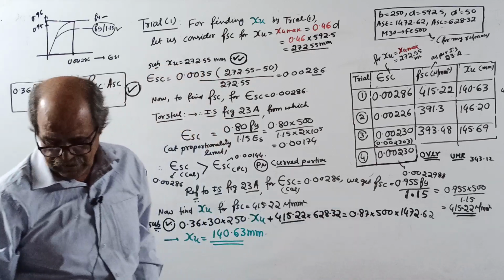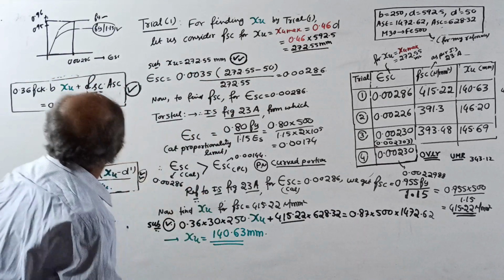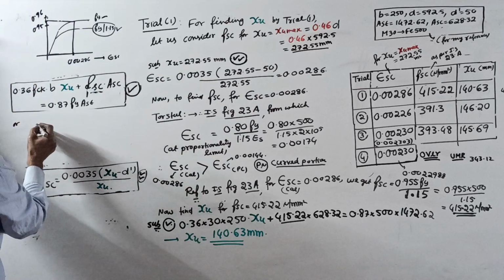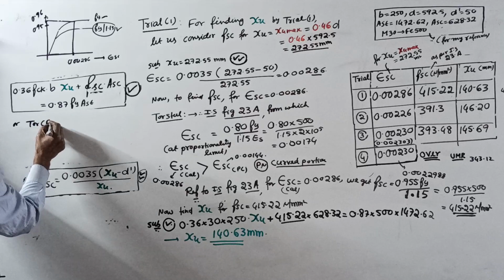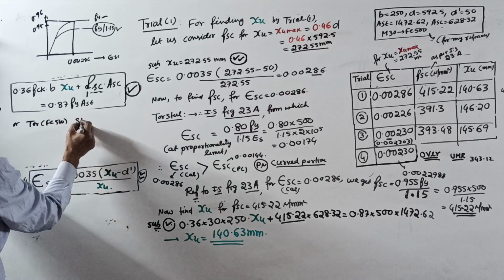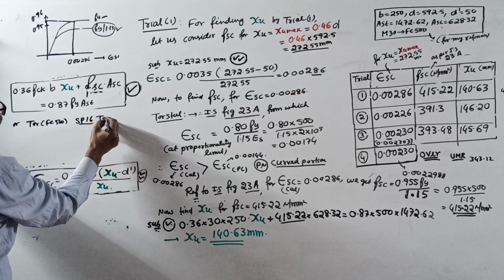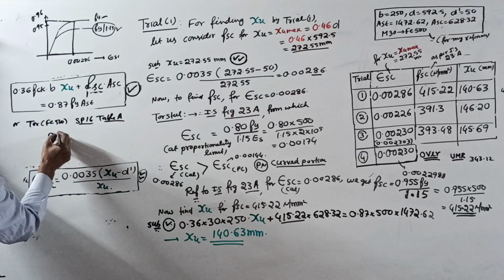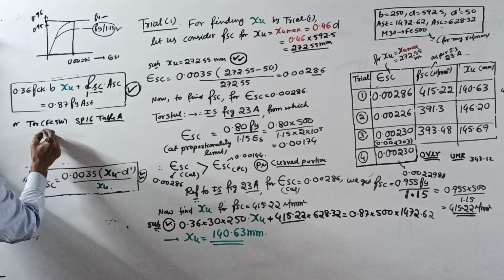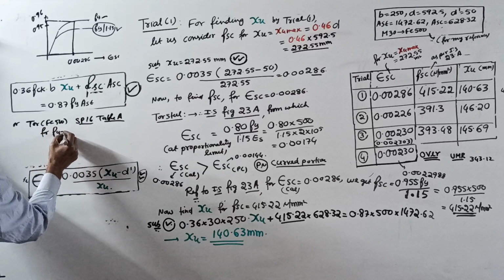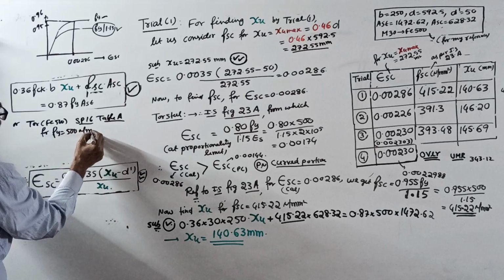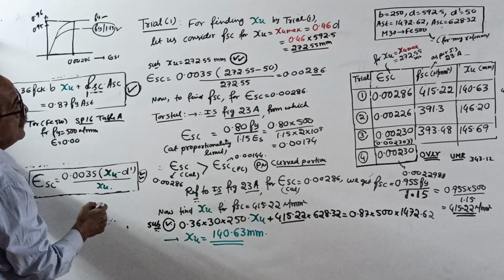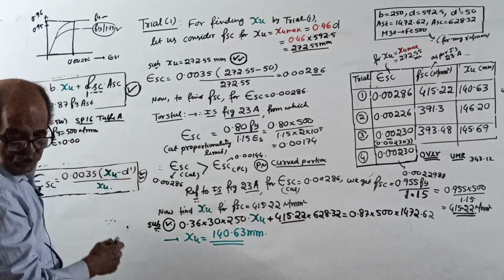Make a note, only once. Or, somewhere here I write: since it is tar steel of grade Fe500, you can use SP16 Table A. Then for strain points for Fy in SP16, for Fy equal to 500 Newton per mm square, for the strain of 0.00286, I require the values now.